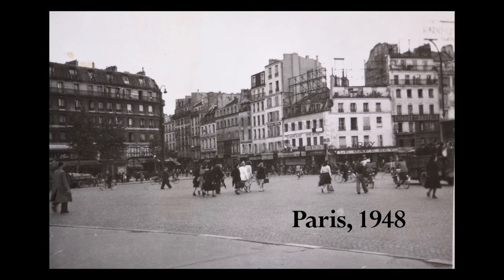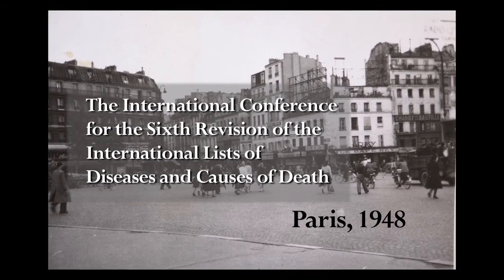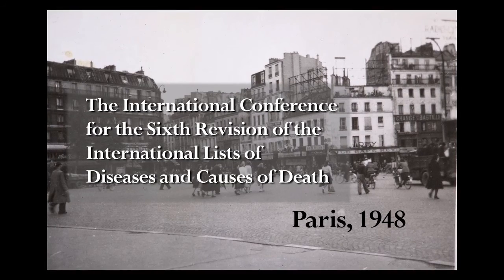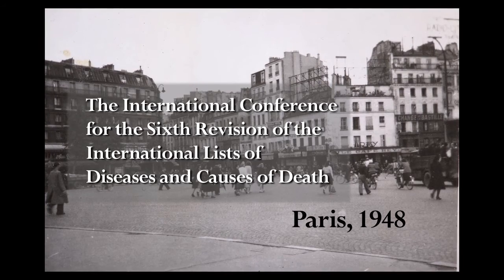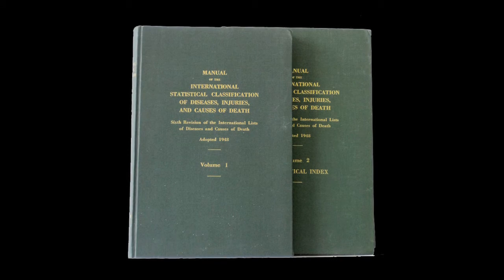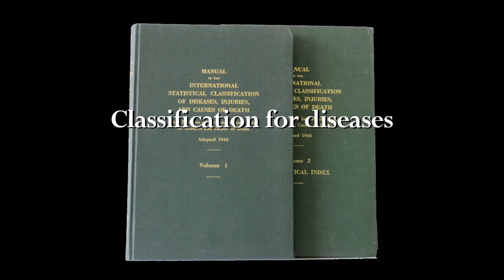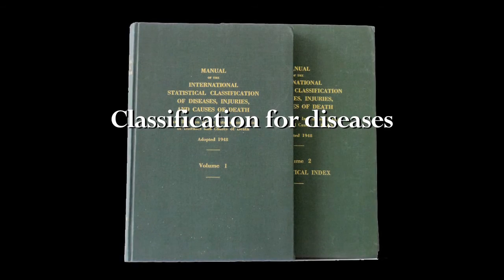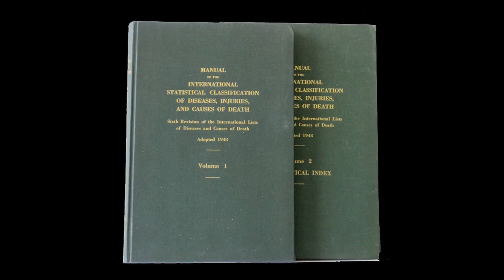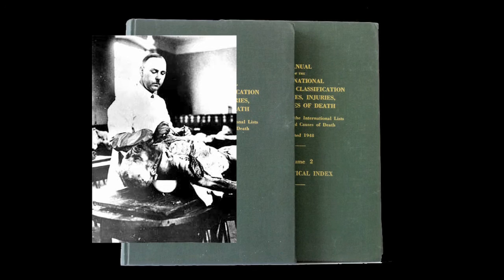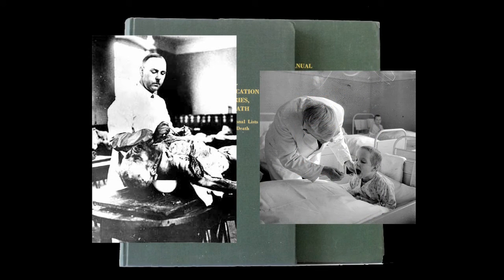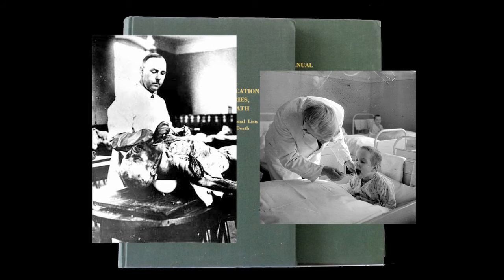After World War II, the International Conference for the Sixth Revision of the International Lists of Diseases and Causes of Death was convened in Paris in April 1948 by the government of France. This conference was different from previous ones because it was tasked with developing a classification for diseases as well as causes of death. Therefore, the sixth classification became useful not only for medical examiners and those compiling statistics on deaths, but also for hospitals that were treating patients with diseases.